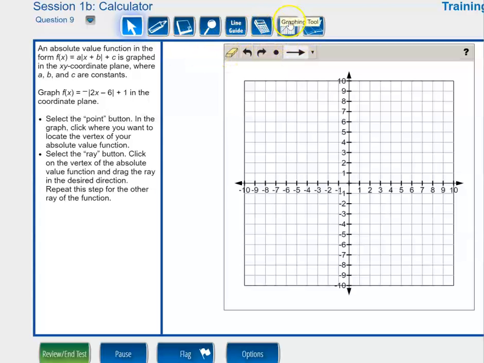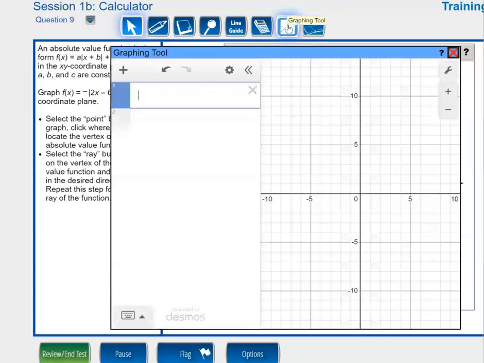Now, there are 2 calculator buttons available. The one on the left looks like an ordinary calculator. That is your standard scientific calculator. And the one on the right is your graphing tool. It is your Desmos graphing calculator, and specifically the one that we use for the Louisiana state test. So click on the graphing tool to pull up the Desmos graphing calculator.